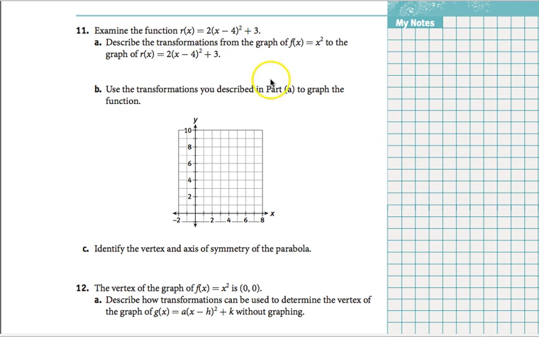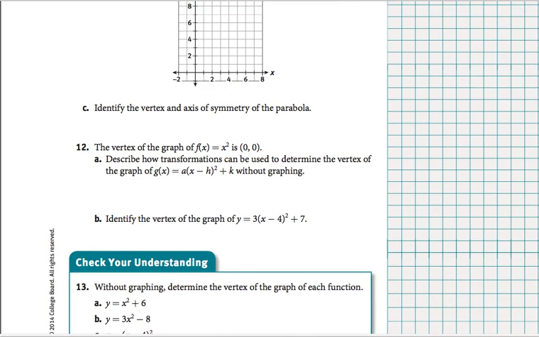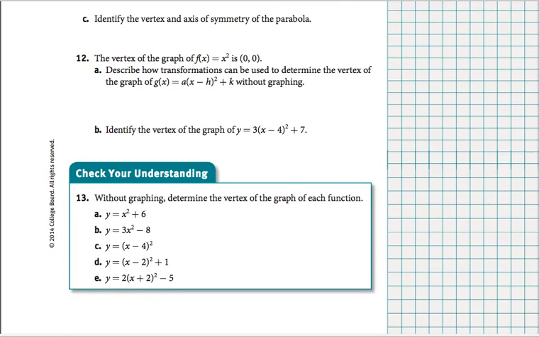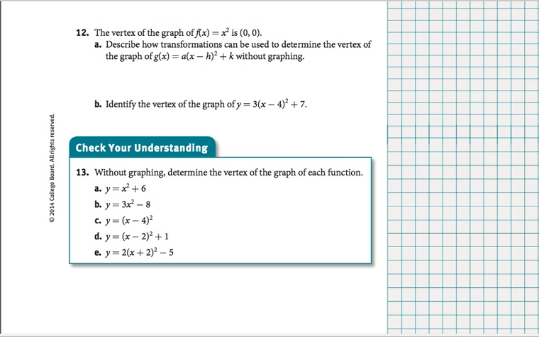All right, we are not going to do number 11. I think we've done plenty of the examples of doing the graph, identifying the axis of symmetry, and all of that. So we are going to look at number 12. The vertex of the graph of the parent is at 0, 0. Describe how transformations can be used to describe or determine the vertex of the graph without actually graphing it.